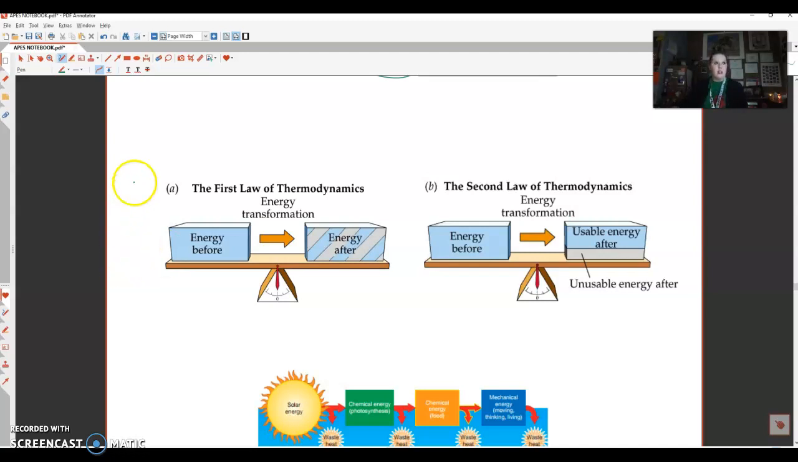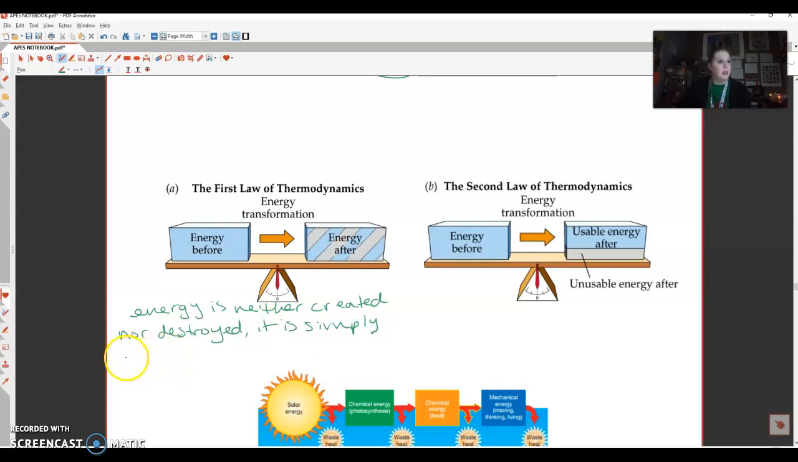The first law of thermodynamics states that energy is neither created nor destroyed, but is simply converted from one form to another. That's the textbook definition. Let's write down the textbook definition. Energy is neither created nor destroyed. It is simply converted from one form to another.